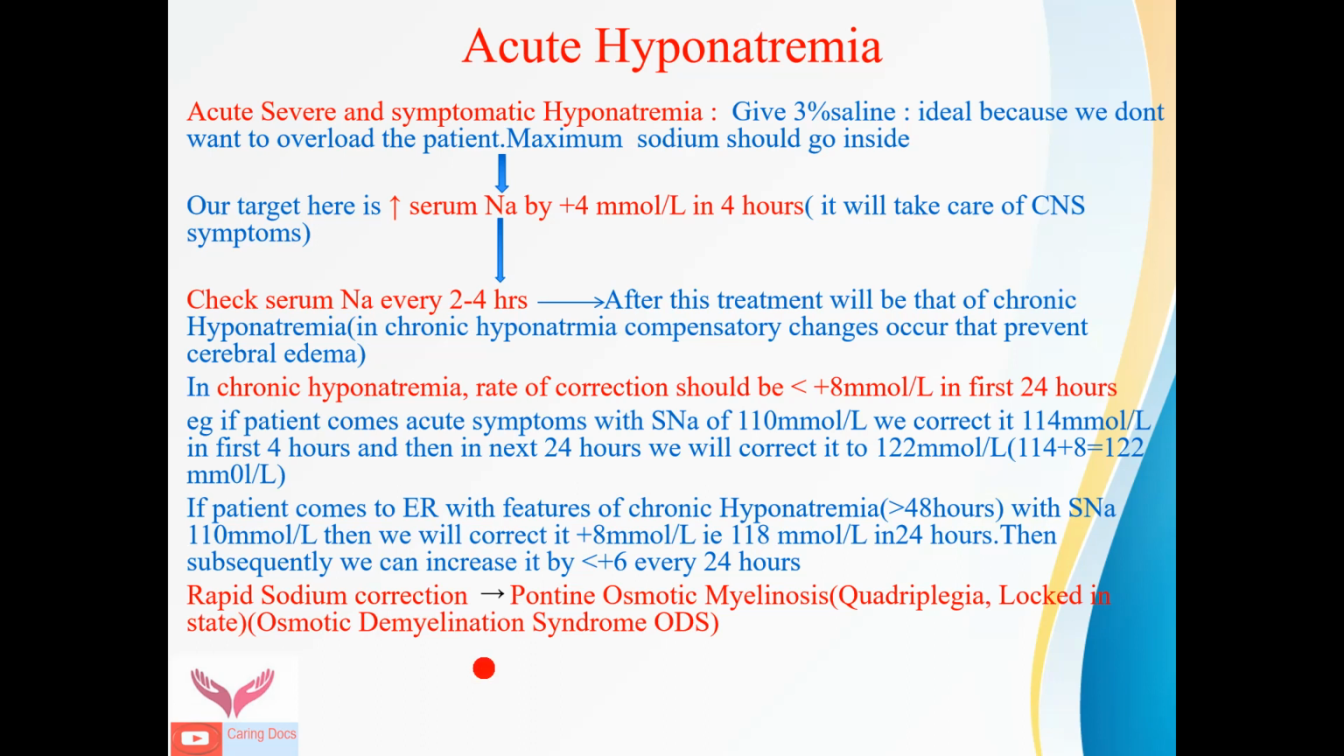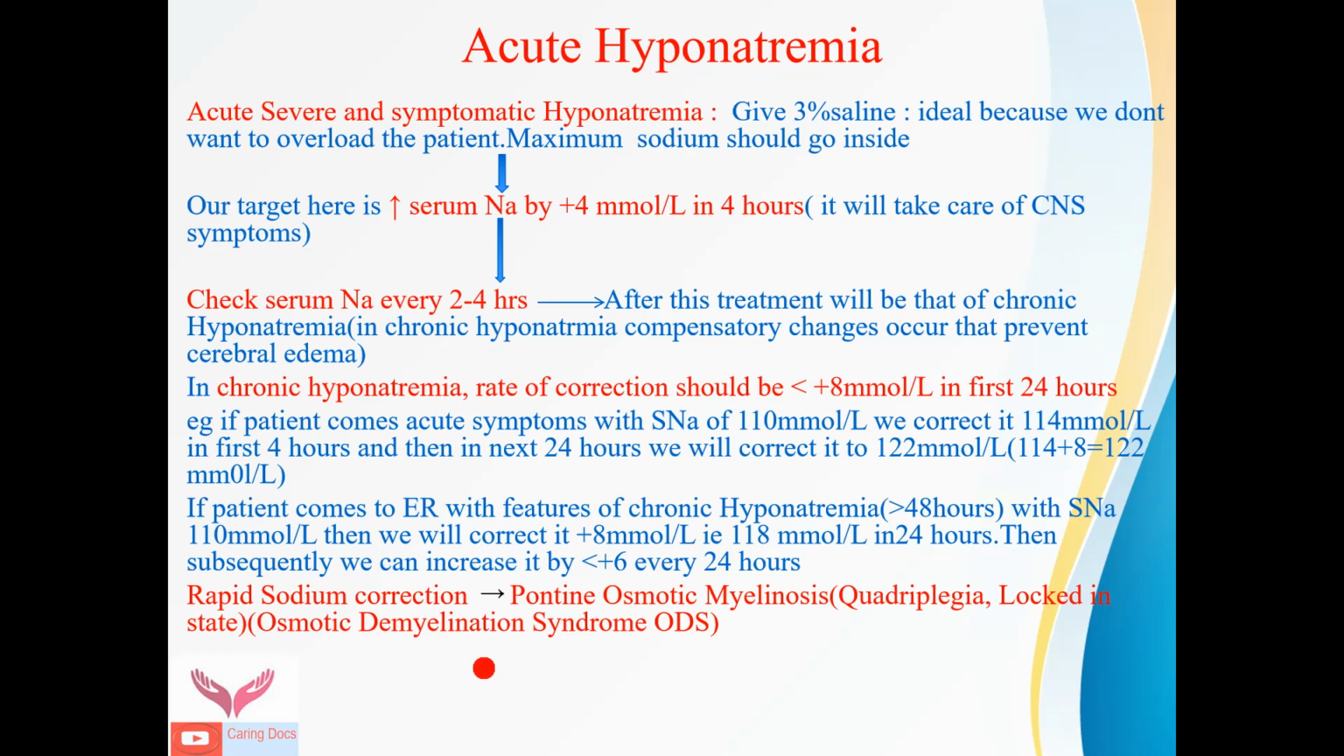In chronic hyponatremia, the rate of correction should be less than 8 millimole per liter in the first 24 hours. Let us take an example. If the patient comes with acute symptoms with serum sodium of 110 millimole per liter, we will correct it to 114 in the first 4 hours. Then in the next 24 hours, we will correct it to 122 millimole per liter. That is 114 plus 8, which comes to 122 millimole per liter.